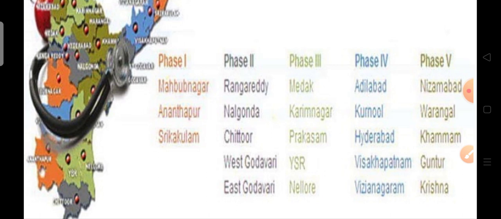Next, phase 3: Medak, Karimnagar, Prakasham, YSR, Nellore. Next, phase 4: Adilabad, Kurnool, Hyderabad, Visakhapatnam, Vijayanagara. Next, phase 5: Nizamabad, Warangal, Khammam, Guntur and Krishna. It's clear. This also you have to write. Expansion of the scheme. Okay.